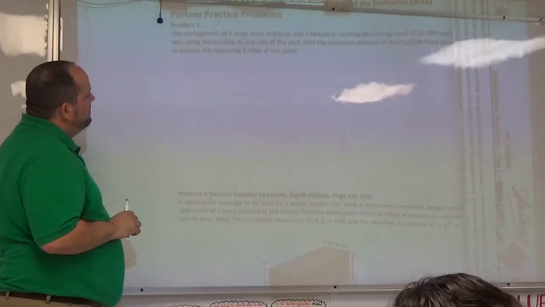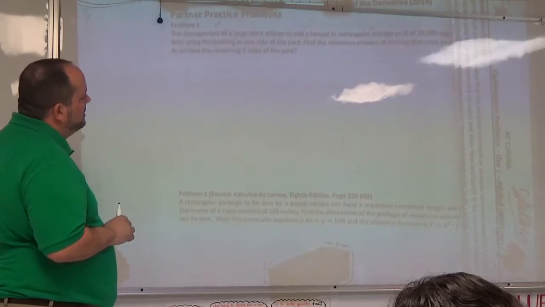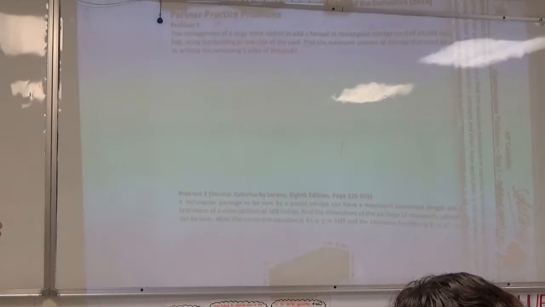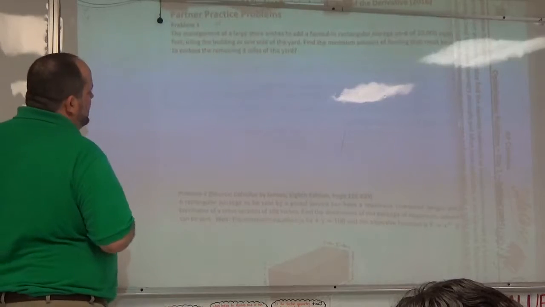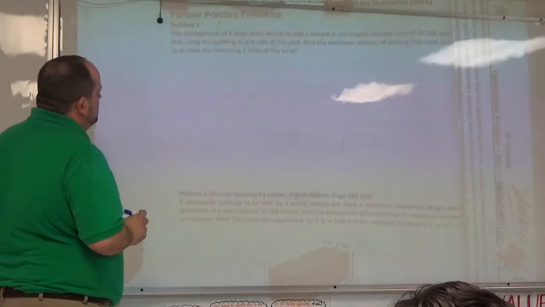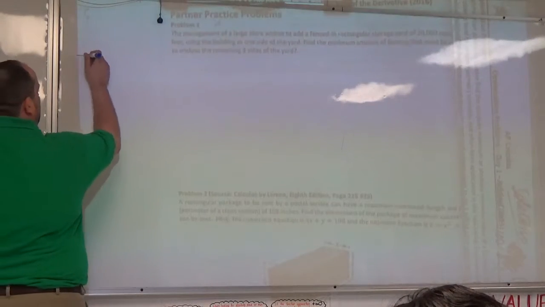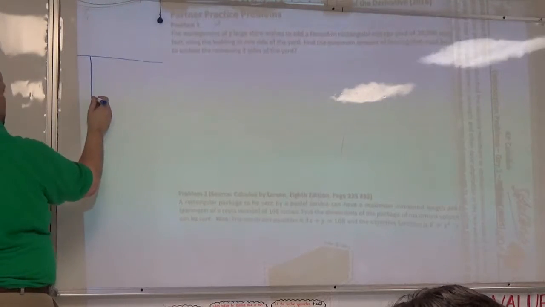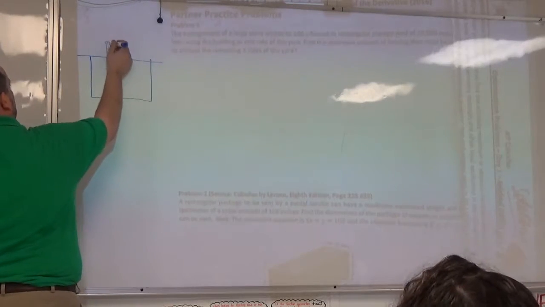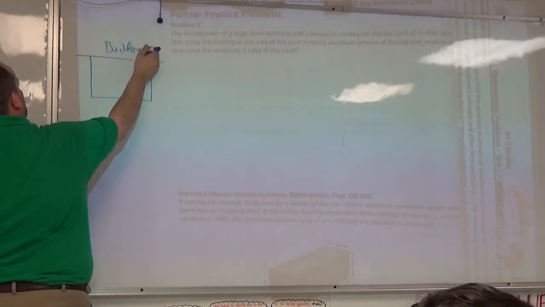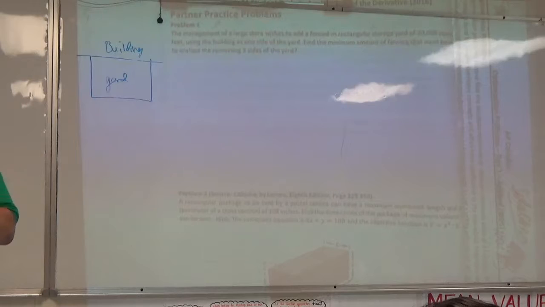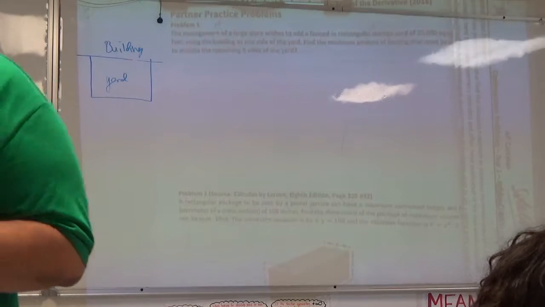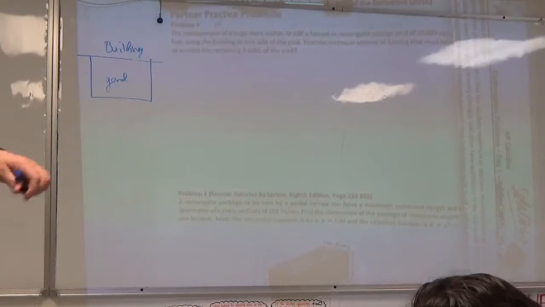A large store wishes to add a fenced-in rectangular storage yard of 20,000 square feet, using the building as one side of the yard. Find the minimum amount of fencing that must be used to enclose the remaining three sides. This should sound somewhat familiar. This is like the stuff that we did yesterday. Walking around, I saw a lot of folks have a building, and here's the yard. Now, what I haven't seen is a lot of folks made it to the optimization and the constraint.